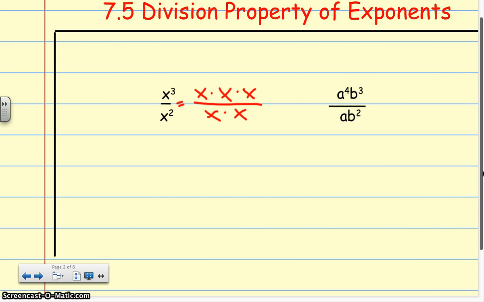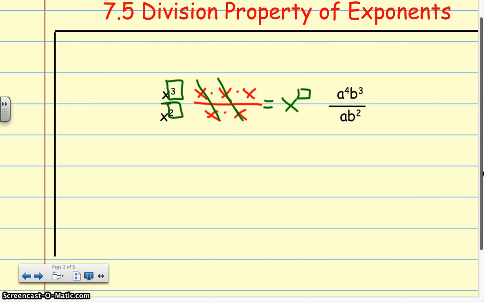Well, x cubed is really x times x times x, over x squared is really x times x. Now what happens? Those two can cancel. Those two can cancel. And I'm left with just x. Now I want you to try to identify what's the property. What's the little rule that I just did? Try to formulate a pattern that you notice with these two powers, the 3 and 2.